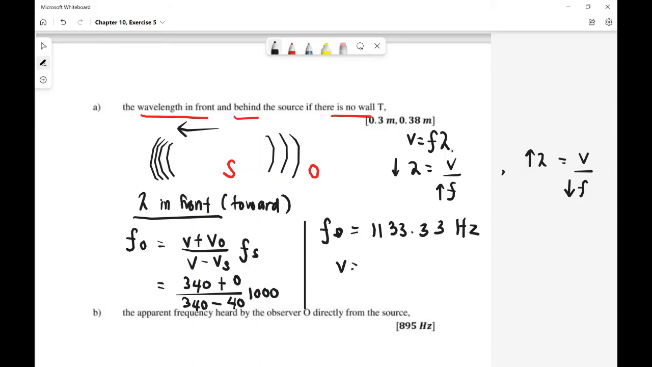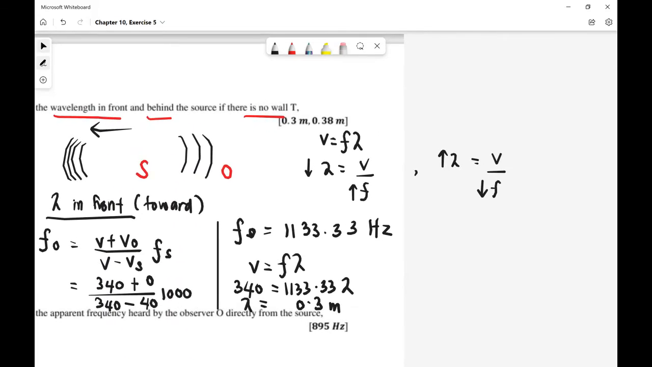So V equals F lambda. V ni adalah speed of sound, 340. So F is 1133.33 times lambda, where lambda is the unknown that you have to find. So 340 divided with the frequency. So it is equals 0.3, 0.3 meter. So lambda dekat front 0.3 meter. And then seterusnya kita nak cari lambda behind. Lambda behind the source.